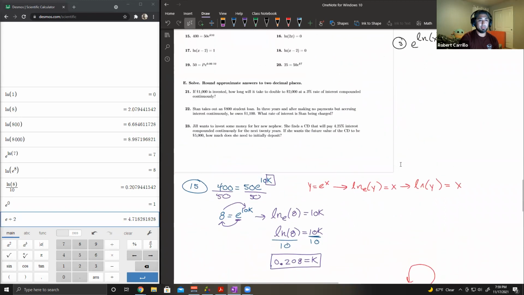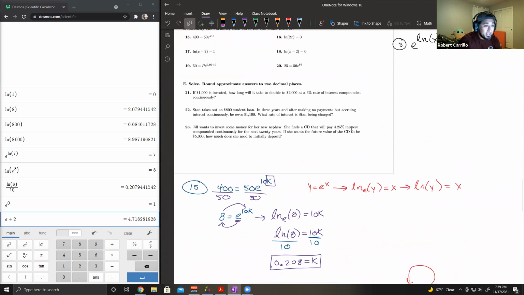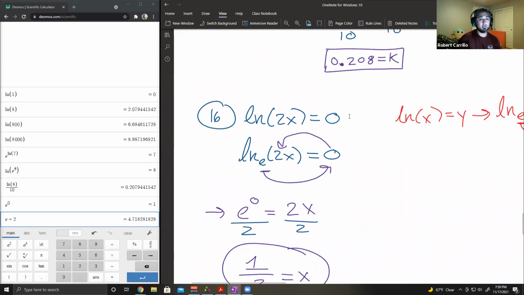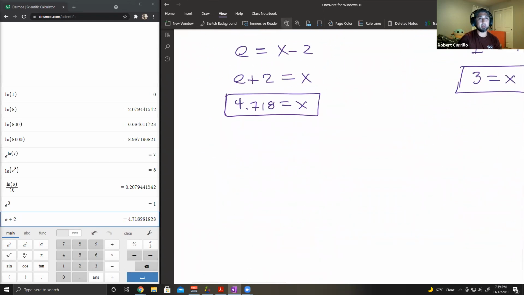Okay. 19. 50 equals P times e to the 0.06 times 10. Let me zoom in for that. What does that say? P times e to the 0.06 times 10. Why don't they just multiply those two numbers already? So, all right. So that's 19.